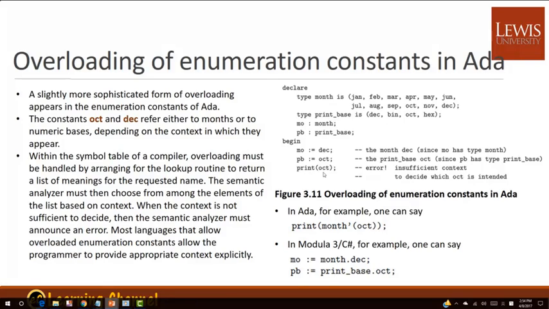And if we print out October, we cannot determine whether it's from the month or from the print base. So in some language like Ada, it will allow you to print like this. You can assign the data type, months, and then quote, and then parentheses, and put your October inside here, and then you will print out October.